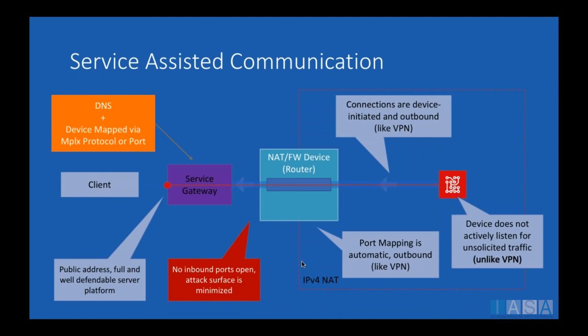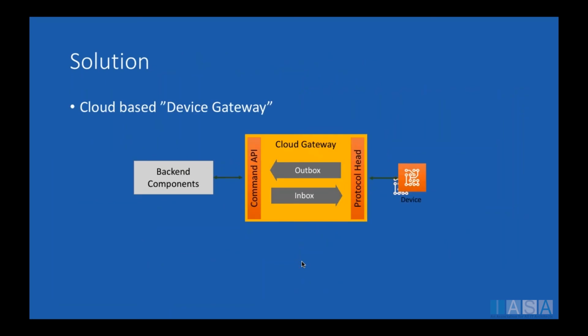When we put all these things together, we get a bunch of patterns which, with much credit to Clemens Vasters for his work in this area, this is almost entirely his doing. We have a bunch of patterns which we call service-assisted communication, and service-assisted communication basically presents us with a solution that looks like this. We have a cloud gateway that separates our back-end components, so the components responsible for storing data, processing data, sending messages back to our devices. And they speak to the devices through a command API.